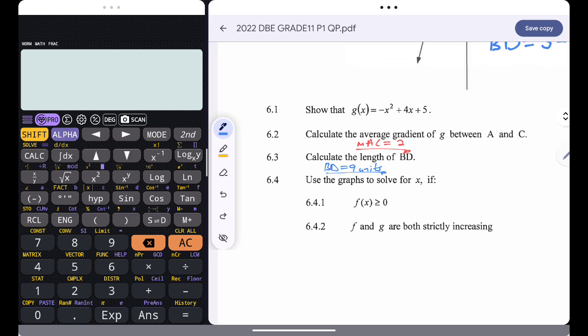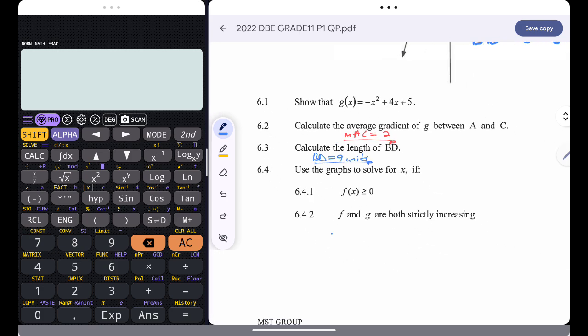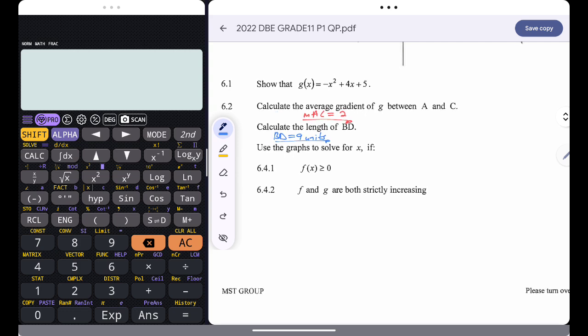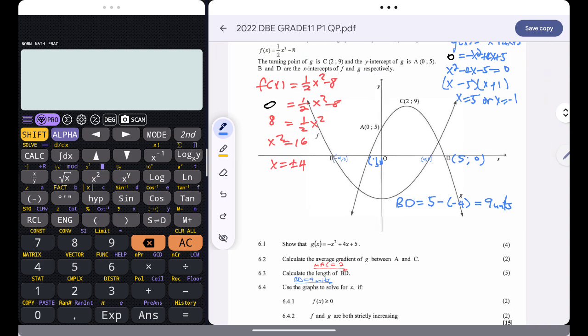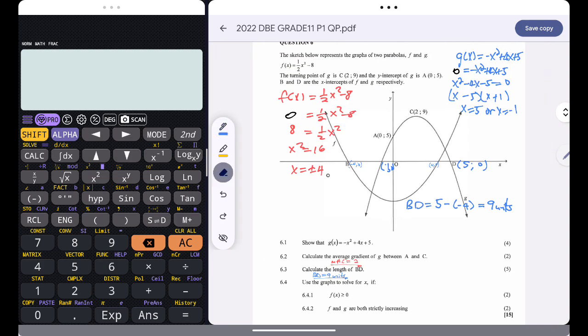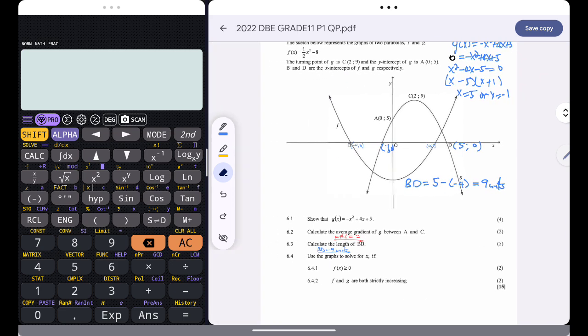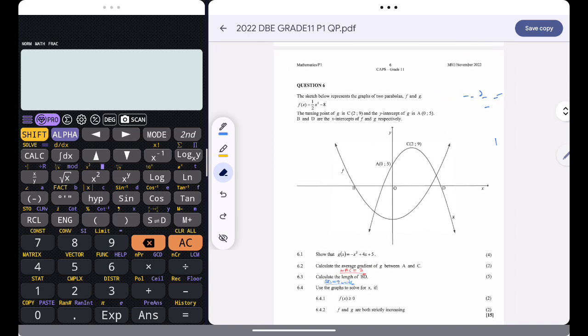Okay, now I'm supposed to use the graph to solve for x if f of x is greater or equal to 0. I'm looking for the values of x whereby my graph of f of x is positive, and my graph is only positive whenever it is above the x-axis. If my graph is above the x-axis, I know that my graph is positive there.